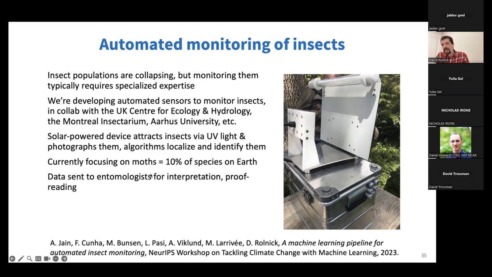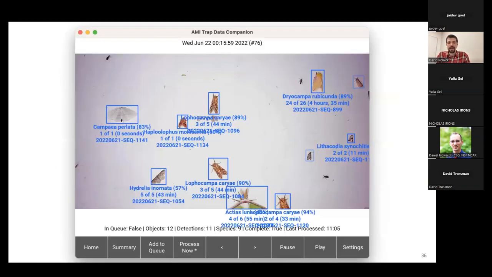The data is then sent to entomologists for interpretation and proofreading. And importantly, we've built these software tools. We have a website which will shortly be launched for this, where you can actually input your data as an ecologist. You don't need to know anything about algorithms. You can just use our algorithms to process your data and get out images that look like this, where you also have very nicely parsed stuff that you can download, showing what species are predicted by the algorithms, how long they stayed, how many there were. And you can go through and proofread so that you don't have to rely upon the algorithm. You can correct it and make the algorithm better for the future.